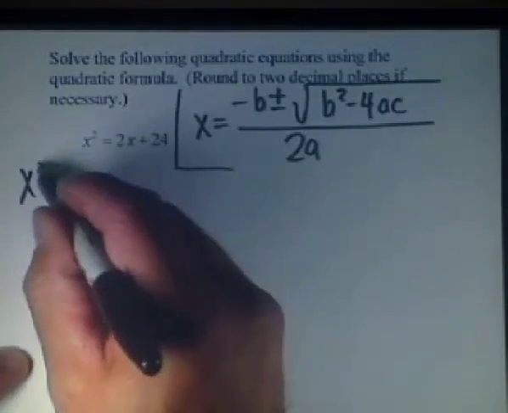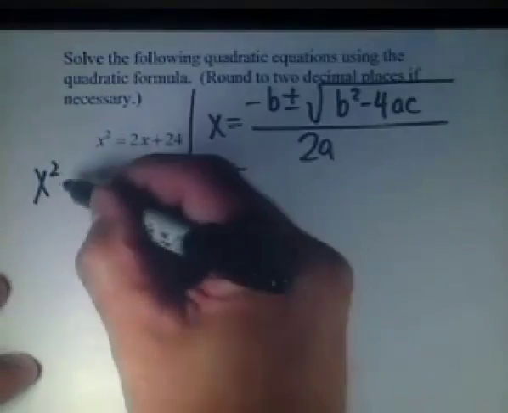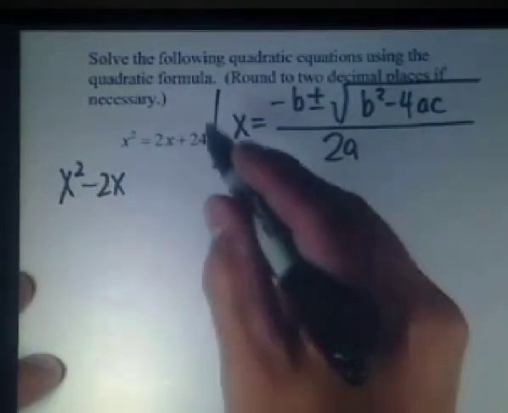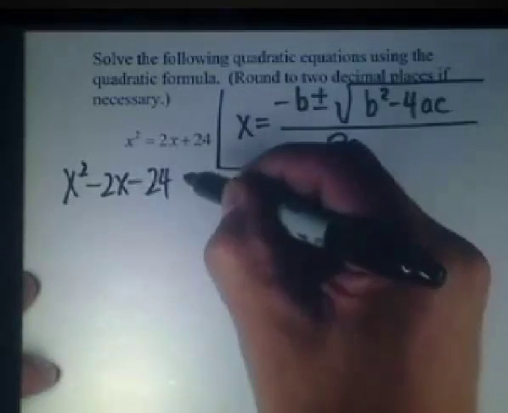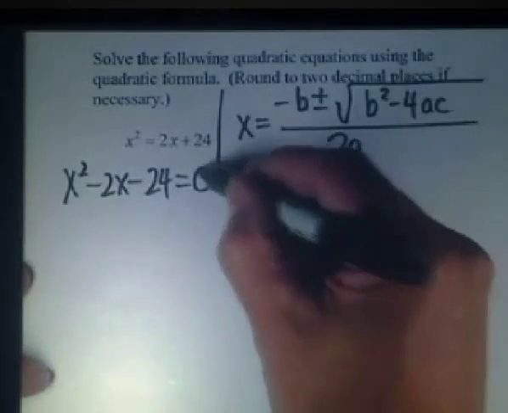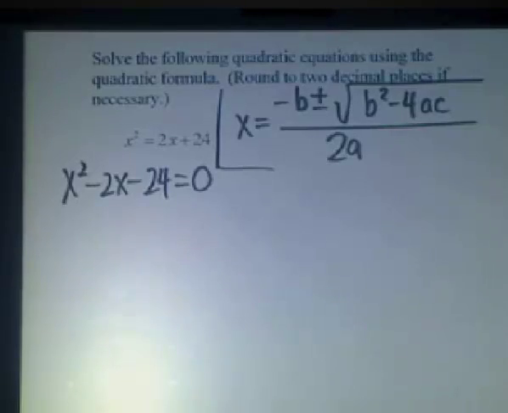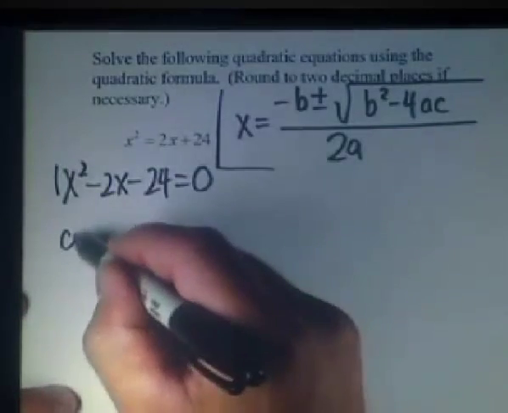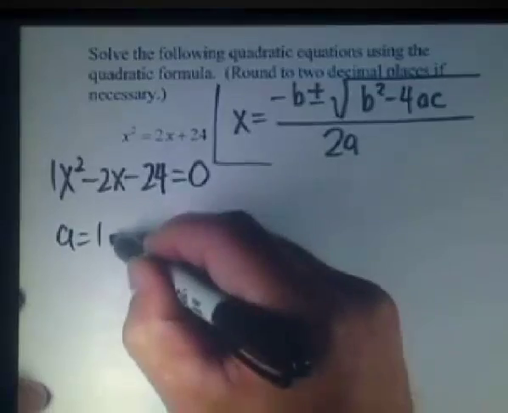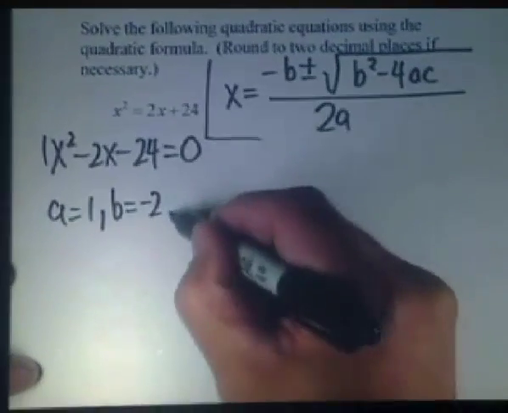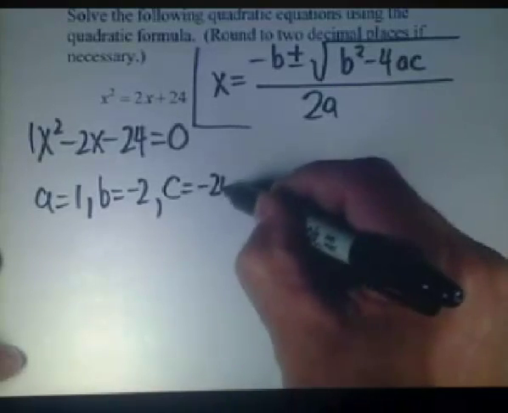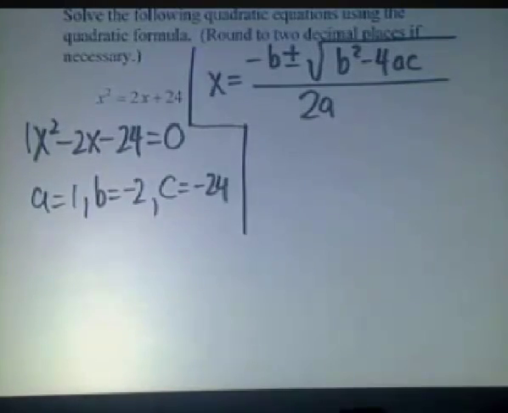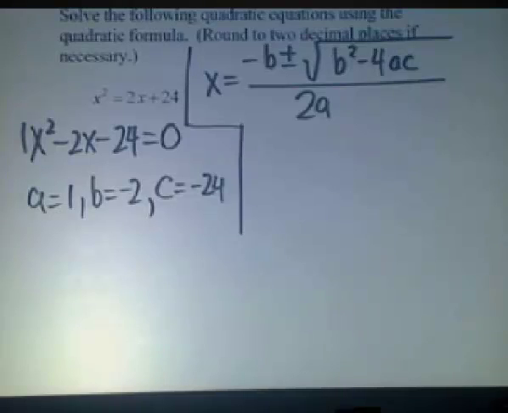We got x squared. We need to bring the 2x over by subtracting, minus 2x. Bring the 24 over as well, minus 24, and that is equal to 0. Now, we got to recognize a equals 1 here, b is equal to a negative 2, and c is equal to a negative 24. So now we need to plug all this information into our quadratic formula.